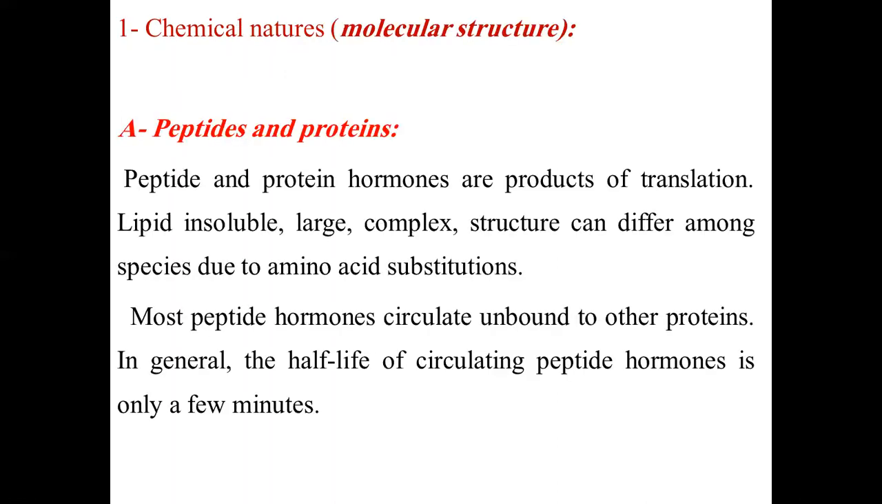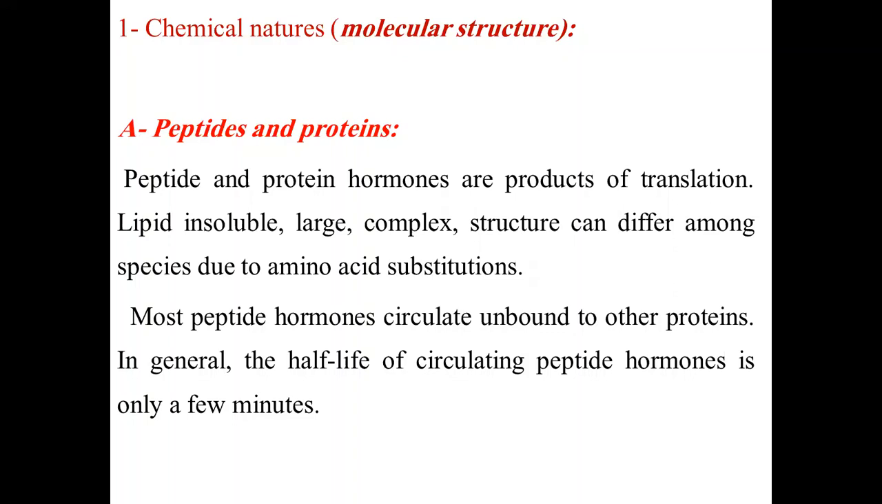Chemical nature. About the chemical nature, it means what type of hormones we have, whether they are protein, whether they are peptide, whether they are steroid, whether they are some other molecules. So it depends on the structure. What's the structure of the hormone? As I mentioned, peptide or protein or amines or steroid.